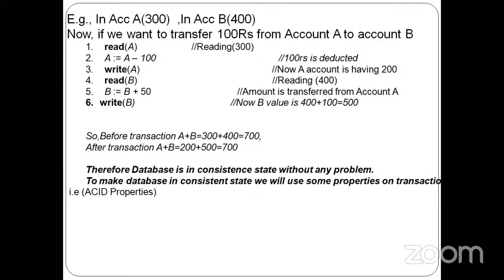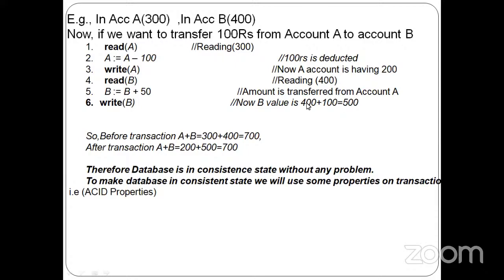So A equals A minus 100. Now what will happen after that? Second step, 100 will be deducted, right? In the third step, what will happen? Now account A is having 200. Why? Because it is deducted, and we can read that 100 in B. So reading B, B will now become 500. So B equals B plus 100. After reading B, it will give a calculation of 500.